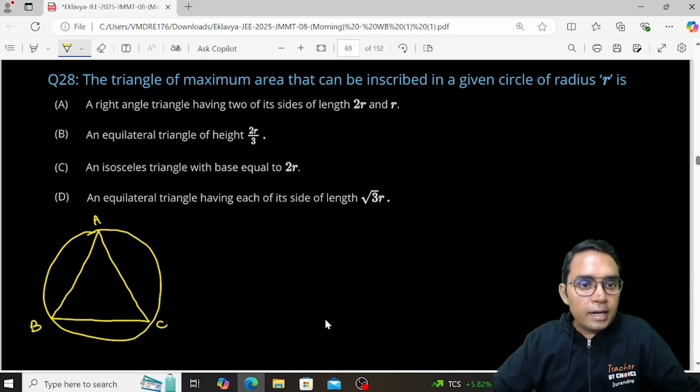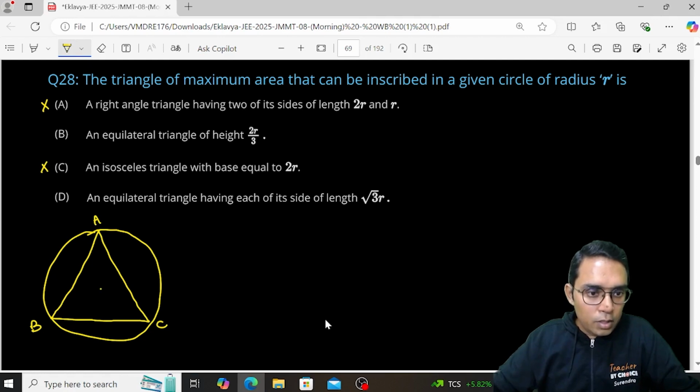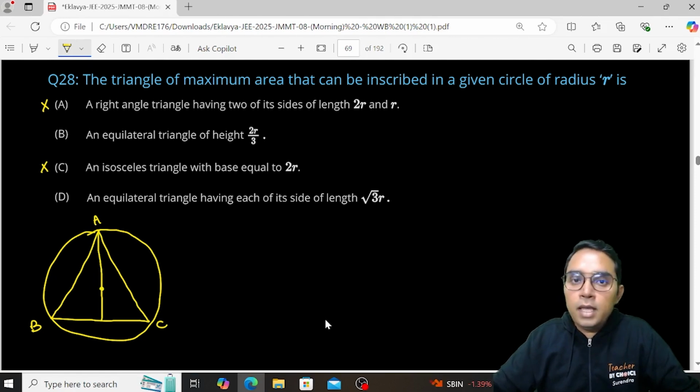So obviously right angle triangle will be a wrong option. This isosceles triangle will also be a wrong option. So we have to focus only on equilateral triangle. Now this circle is having radius r and center is at this point, which will also be centroid of this triangle because of the symmetry, because it's an equilateral triangle.